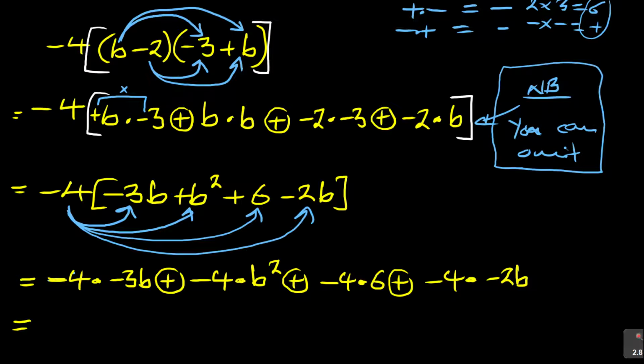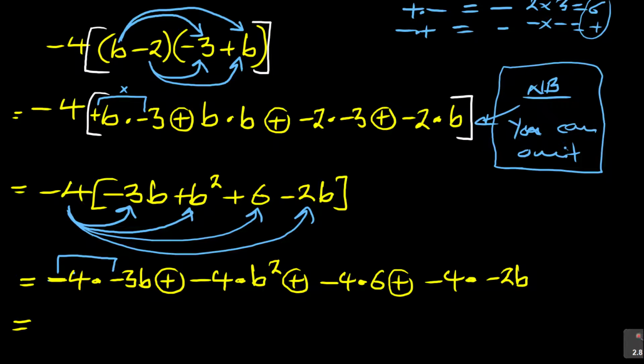Let's start with the first one. Minus 4 times minus 3b. You can see already, I'm going to multiply a negative with a negative. What is it? Negative times negative, it's a positive. But now 4 times 3 is what? 12. So it's positive 12.